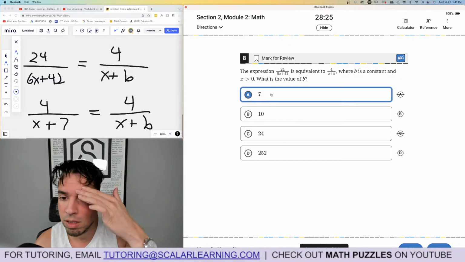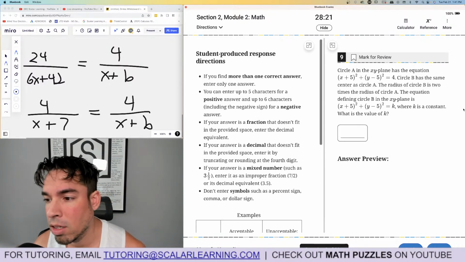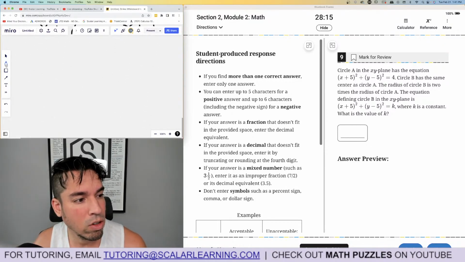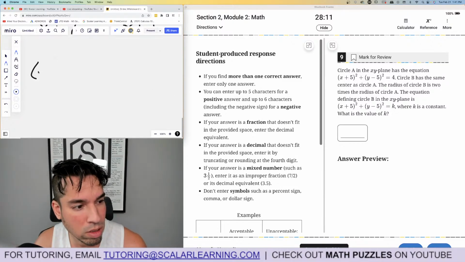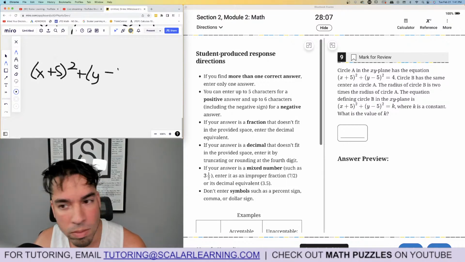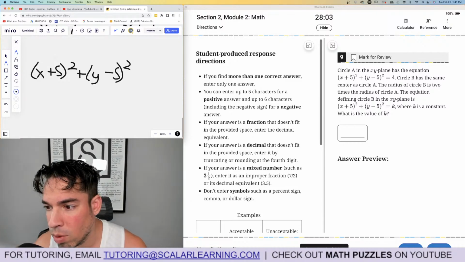Yeah, I don't really need to test it more than that. I think we're good. Okay, 9. Circle A in the xy plane is this, circle B has the same center. Hold on, let's write this out. By the way, the center value is going to be here and here. That's a center of -5 and +5. So it's the same center value. But the radius of B is 2 times the radius of A.